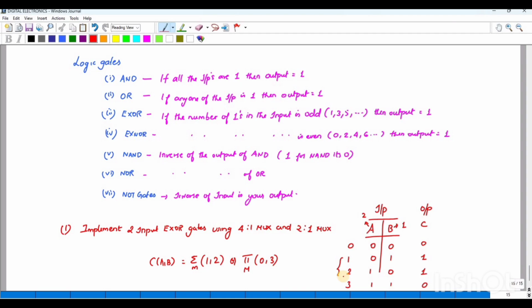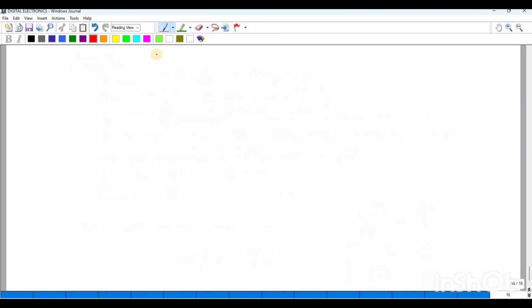So next I need to implement this one in the 4:1 MUX. Okay, so what does 4:1 MUX mean? 4 is nothing but your input and 1 is your output. Okay, so the formula is 2 power n is to 1 MUX. So here the n represents, here it is 2, right? 2 power 2 is 4. So this n represents the number of selection pins.